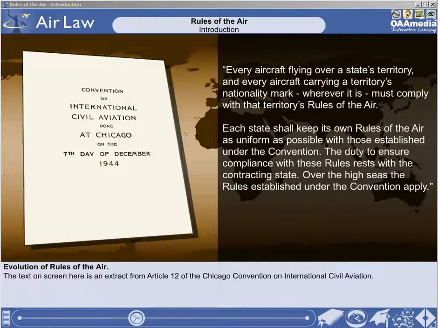Every aircraft flying over a state's territory and every aircraft carrying a territory's national mark, wherever it is, must comply with that territory's rules of the air. Each state shall keep its own rules of the air as uniform as possible with those established under the Convention. The duty to ensure compliance with these rules rests with the contracting state. Over the high seas, the rules established under the Convention apply.